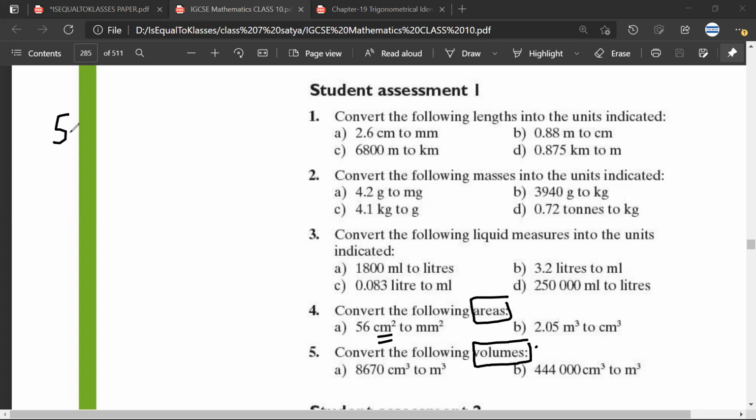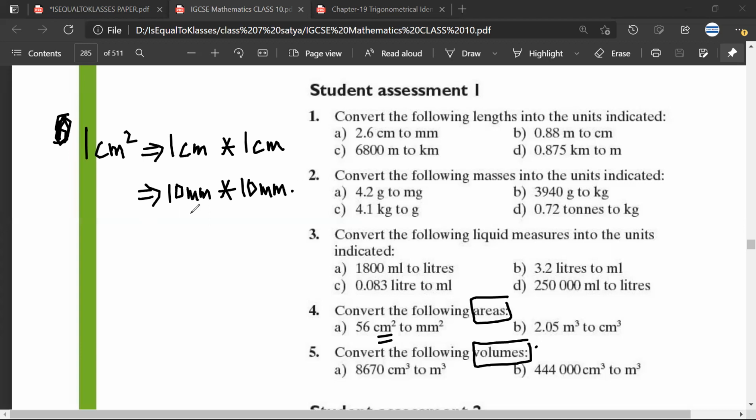Now here again, what you need to ask is, I can write 1 centimeter square as 1 centimeter into 1 centimeter. Sarthak, any doubt about this? No, sir. 1 centimeter is 10 millimeter. Am I correct? Yes, sir. Which means that 1 centimeter square is 100 millimeter square. Mr. Satya, am I correct?